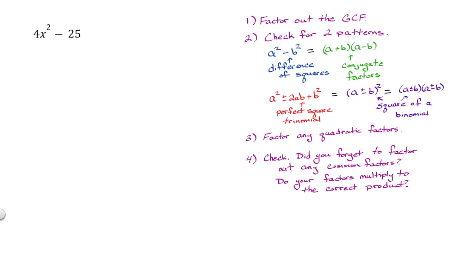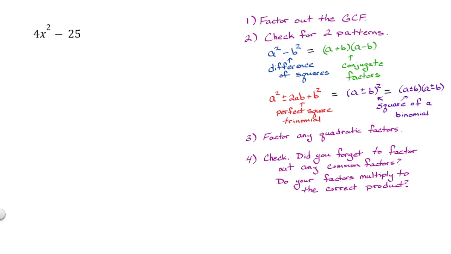Well, my first term is just 2 times 2 times x times x. So the factors of this are 2 and x. My next term is negative 25, so its factors are negative 1 and 5. They don't share anything in common. And my leading coefficient is positive. So on to step 2, check for two patterns.